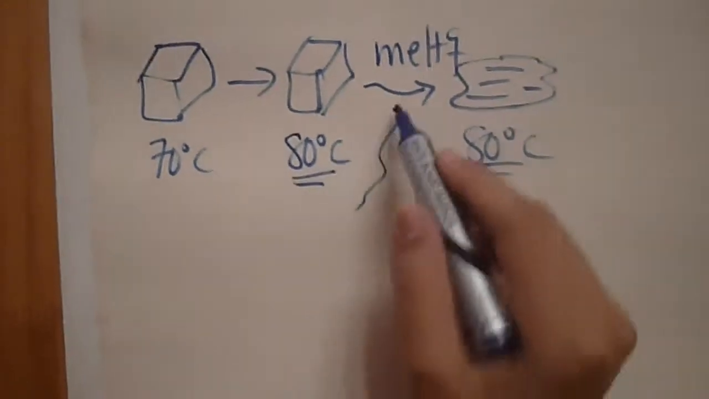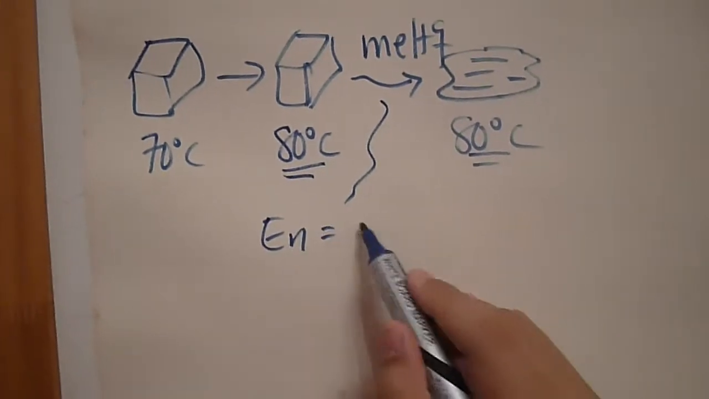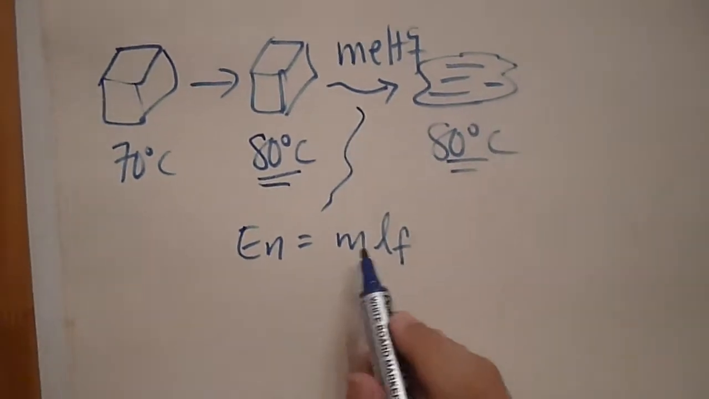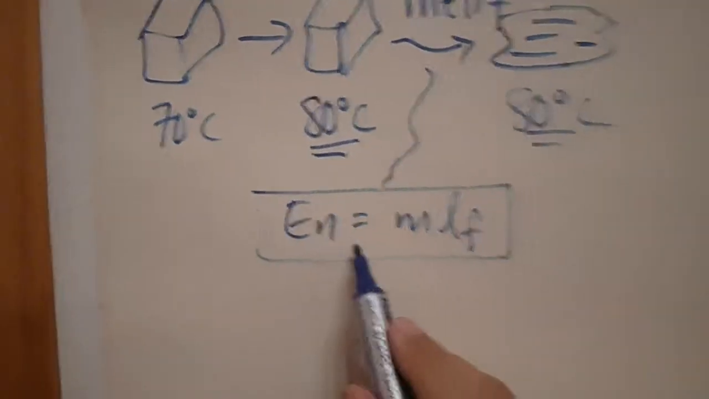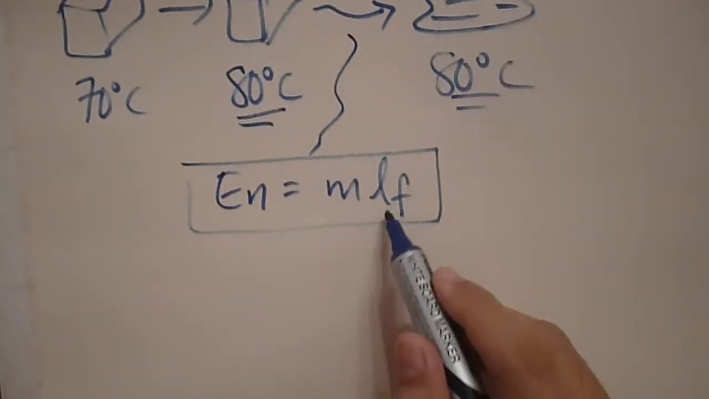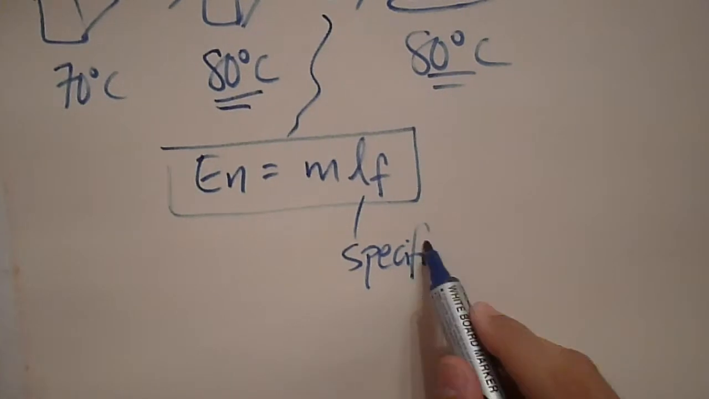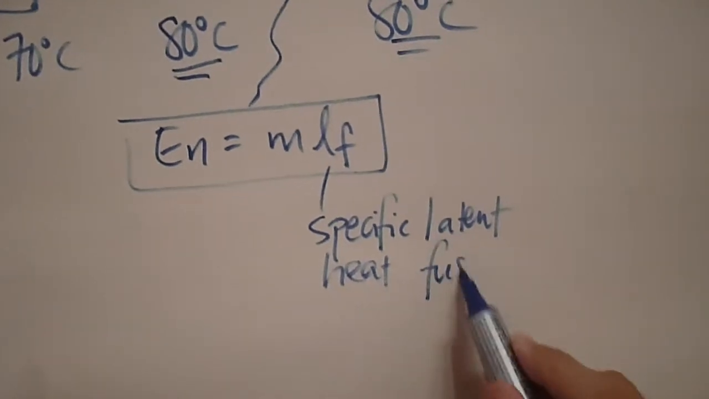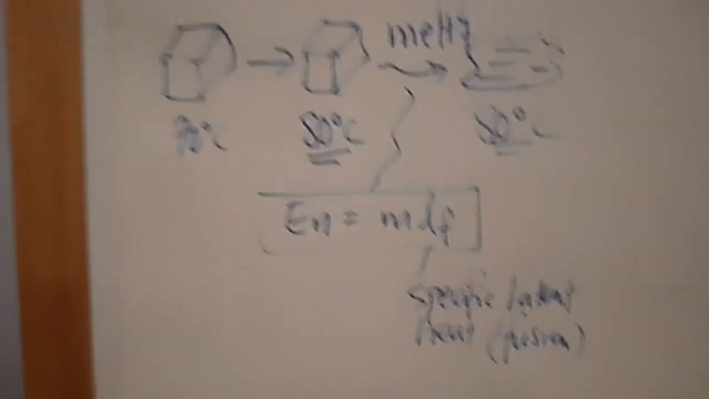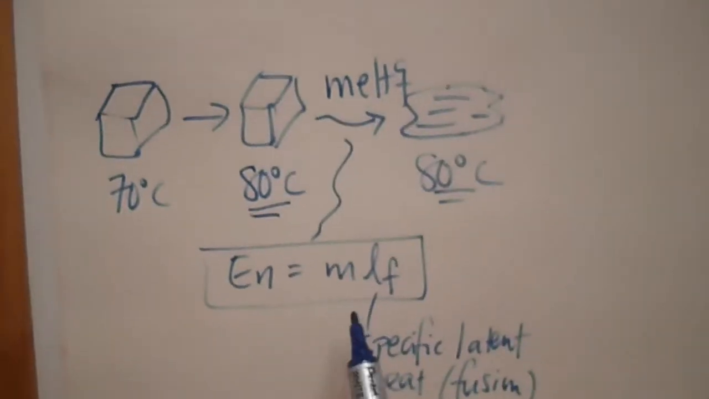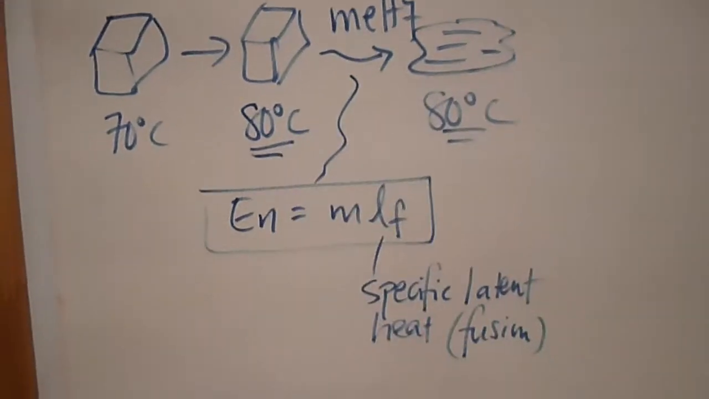Now, if we want to calculate this amount of energy, there is a formula: energy equals mL_F. This F is referring to fusion. So we read this as energy equals mass times specific latent heat of fusion. So for melting, we use fusion. For melting, this amount of energy is taken in by the solid. For freezing, this amount of energy is given out by the liquid when it freezes.